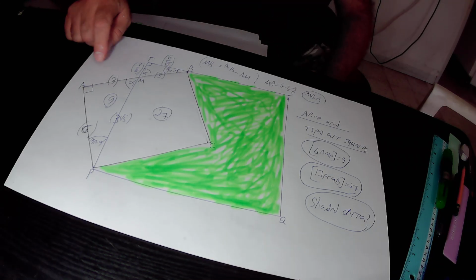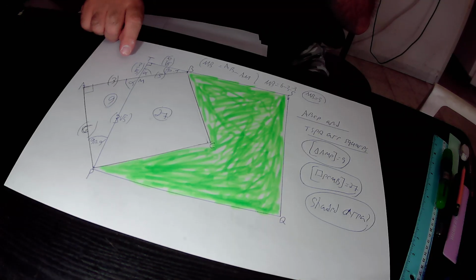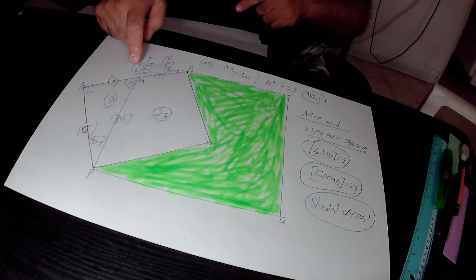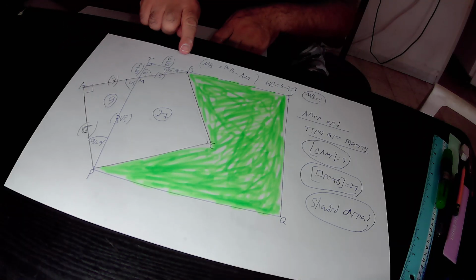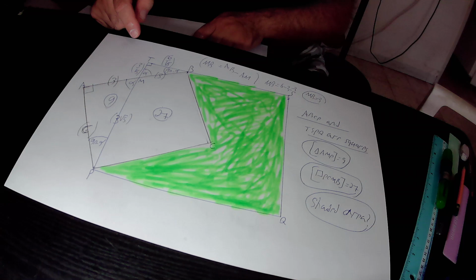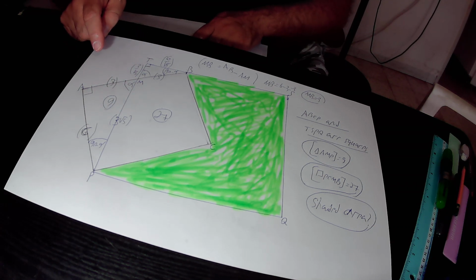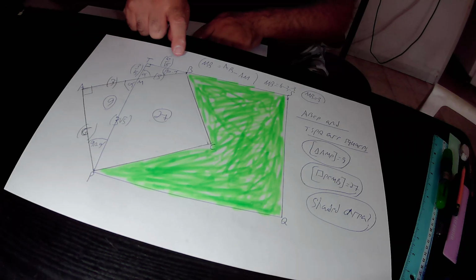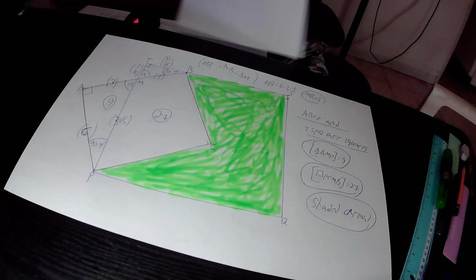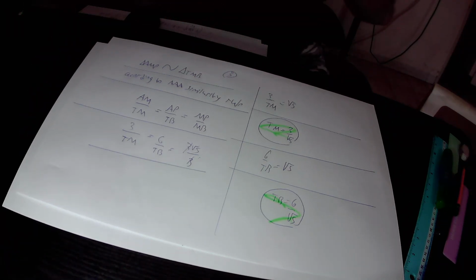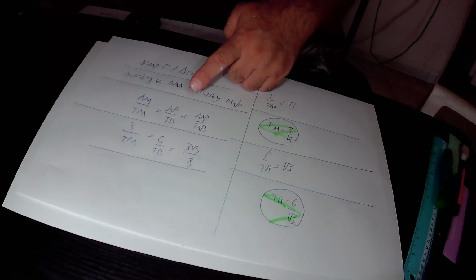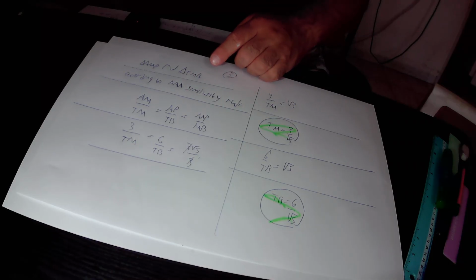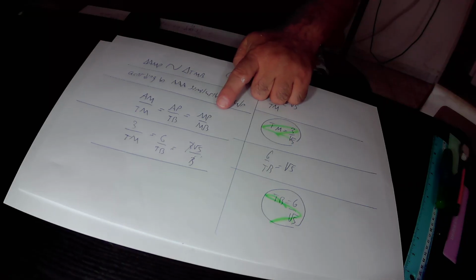Side AM of the big right triangle AMP over side TM of the small right triangle TMB equals side AP of the big right triangle AMP over side TB of the small right triangle TMB, and it equals side MP of the big right triangle AMP over side MB of the small right triangle TMB.